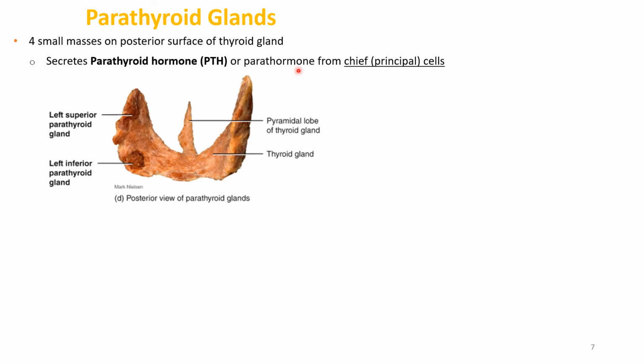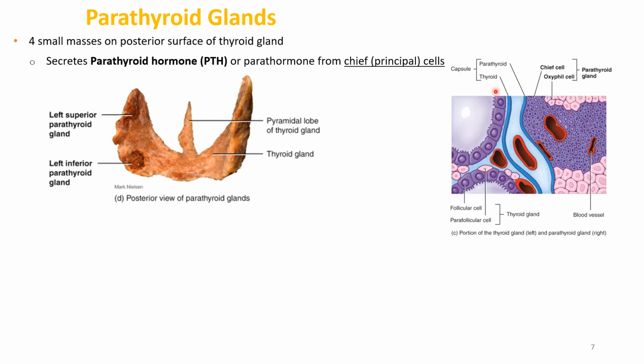This parathormone or parathyroid hormone is released from chief cells. So the way this looks schematically, here is your follicular cells with your follicle. This is where all the T3 and T4 is made. Well, in the parathyroid gland, you're going to have a bunch of these little chief cells, and these guys are going to be making the parathyroid hormone.